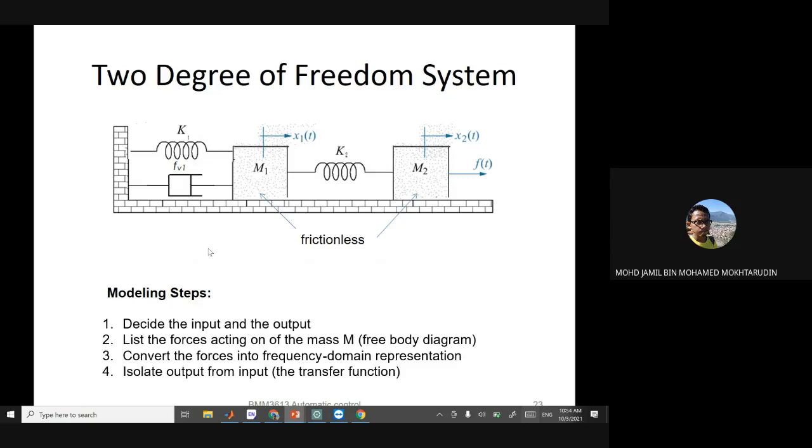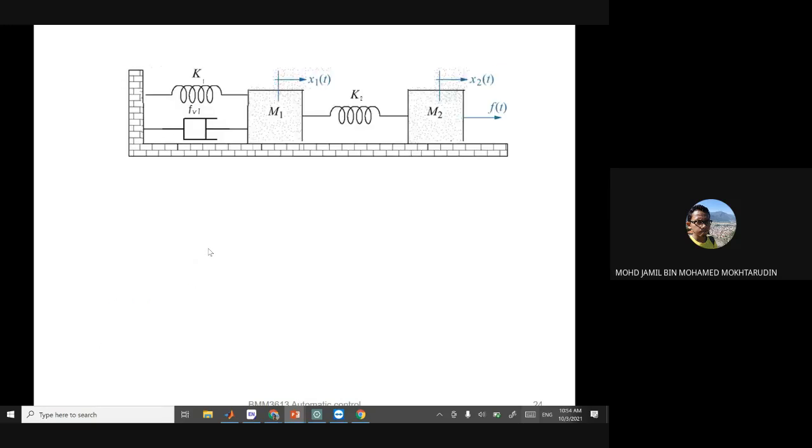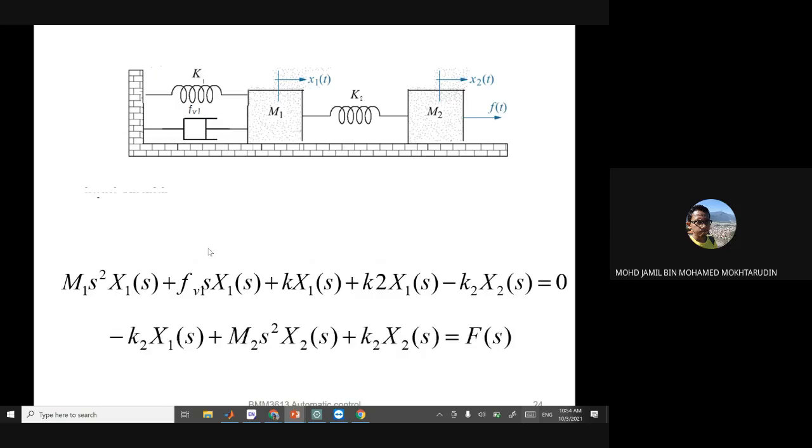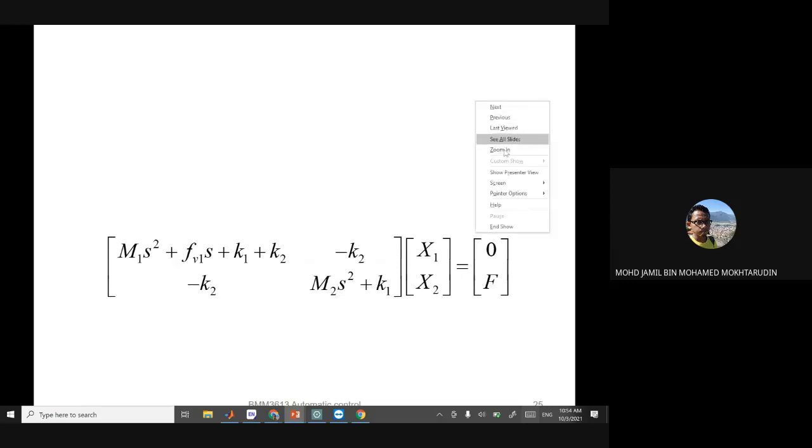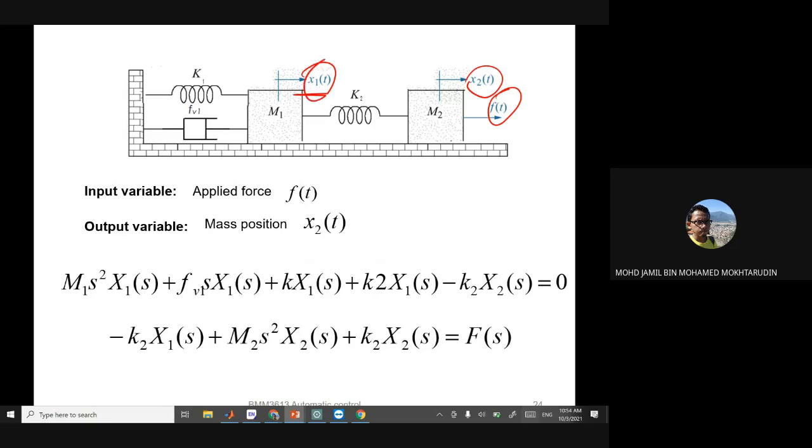Okay, so let's look at how to do this. The first step is you need to determine the input. So the input is the force F here. And the output can be position X2, or the position X1.